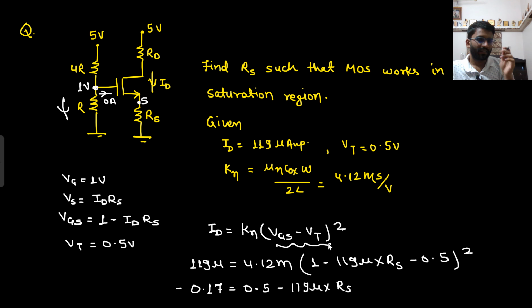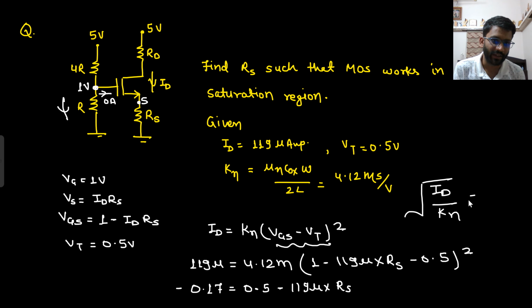If you are saying, sir, if you take under root, that means plus minus should come. But is that so? Because here you are writing some ID value. So ID by Kn under root, this is what you are doing here, and that is equal to VGS minus VT. Now if you are saying plus minus should come, if you are taking the minus sign here, what will happen?